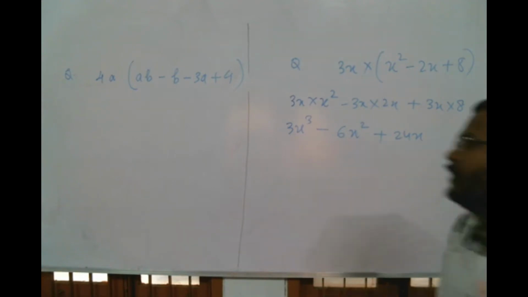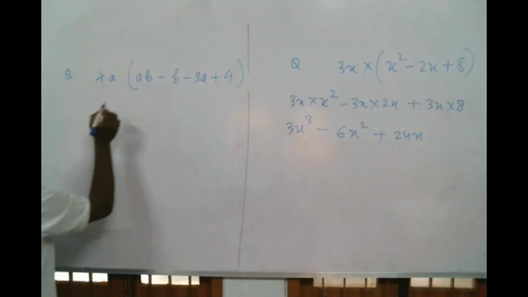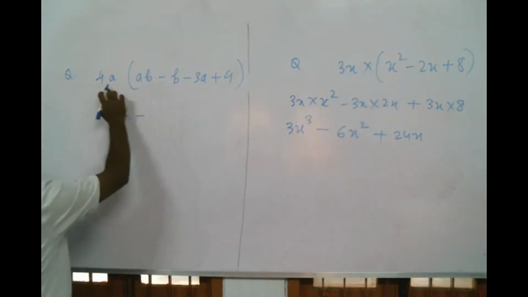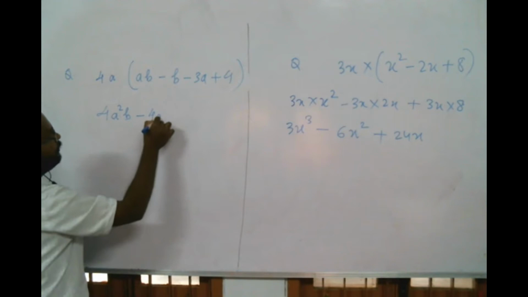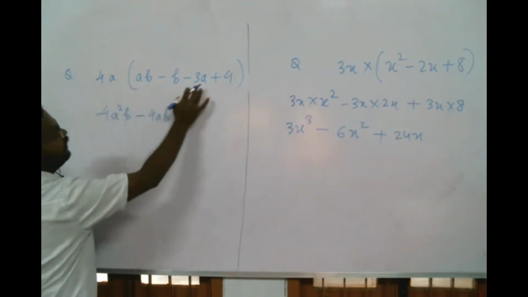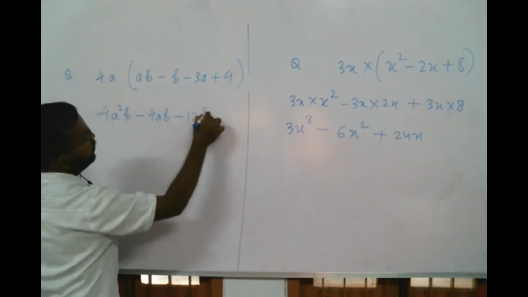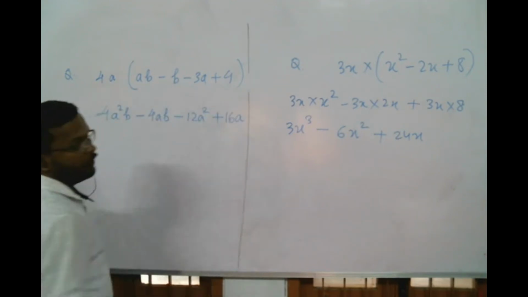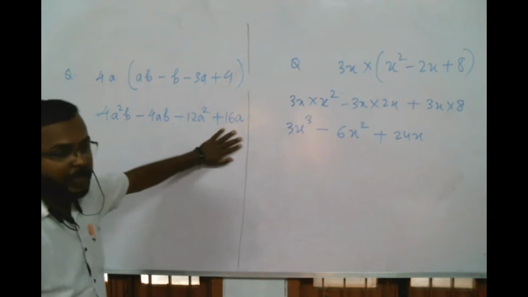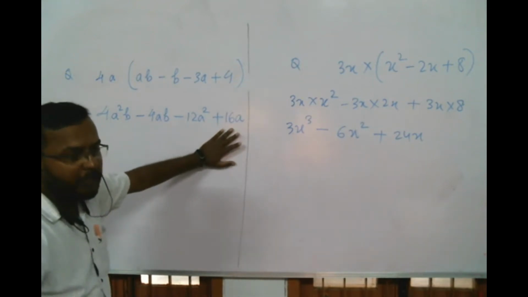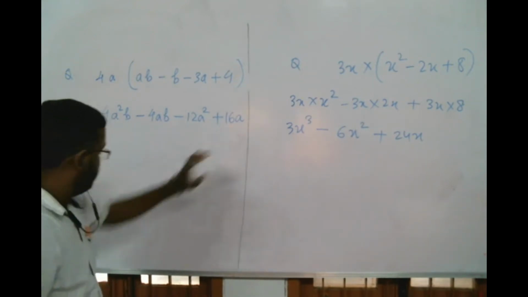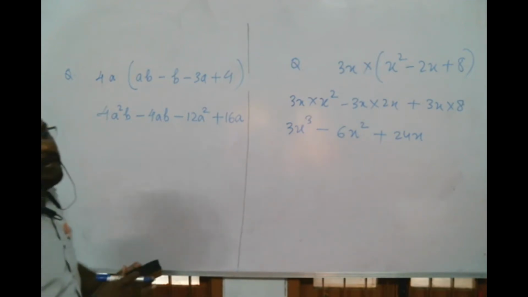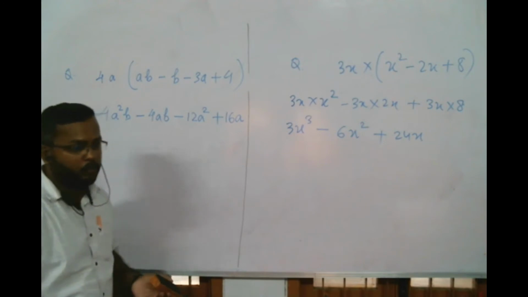so let's do it. So 4a into ab you will get 4a square b, minus 4a into b you will get 4ab, minus 4a into 3a you will get 12a square, plus 4a into 4 you will get 16a. And here we don't have any like terms. If you have any like terms, you have to simplify. So till now we have learned about multiplication of monomial with monomial, binomial, trinomial and polynomials.